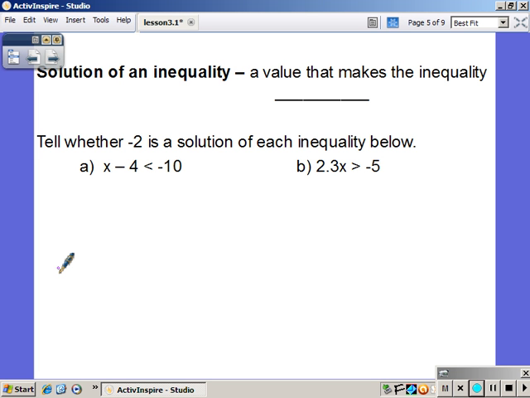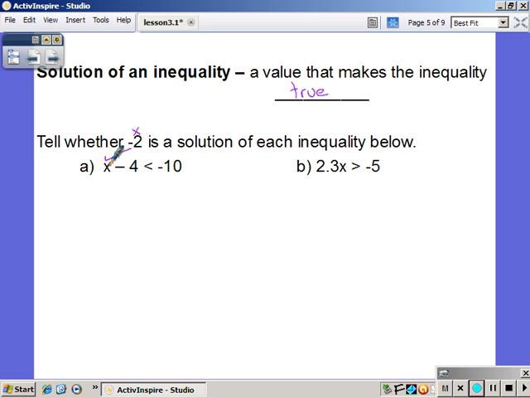A solution to an inequality is a value that makes the inequality true, just like a solution to an equation. A number that, when plugged in, gives us a true statement. That's the exact same thing for a solution of an inequality. This time, we're going to plug it into an inequality instead of an equation. So we want to know whether negative 2 is a solution. So that's the value for our variable. So they're saying, hey, x is negative 2. Let's see if it works.